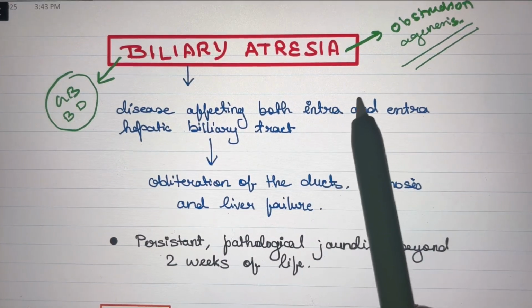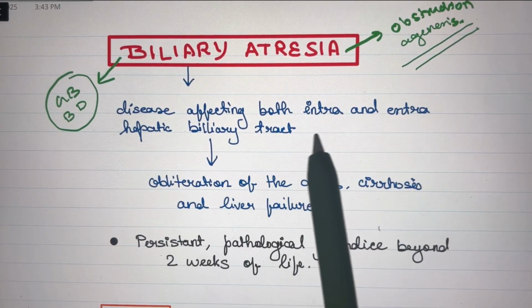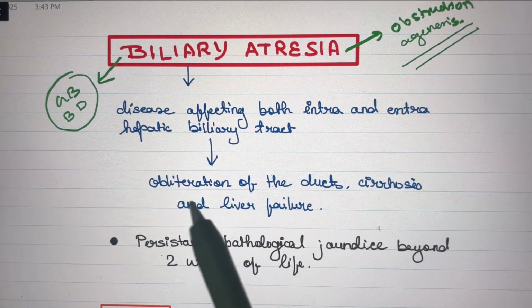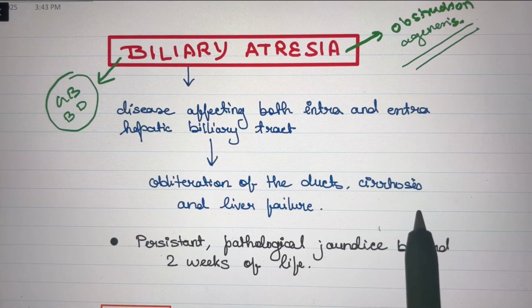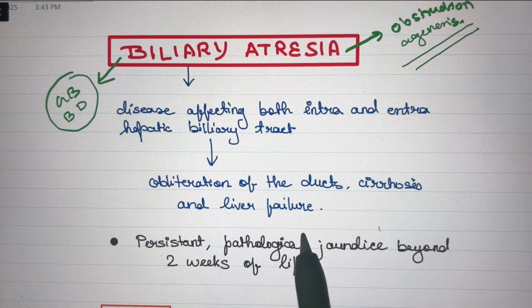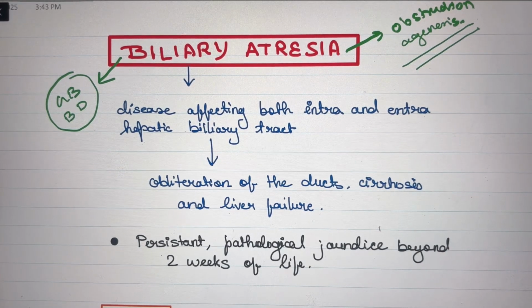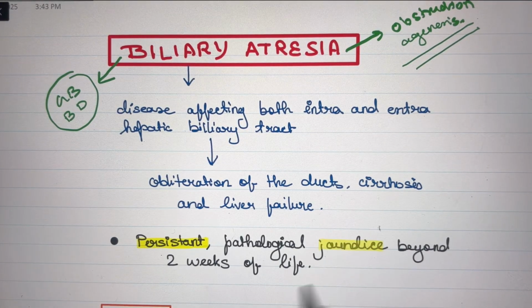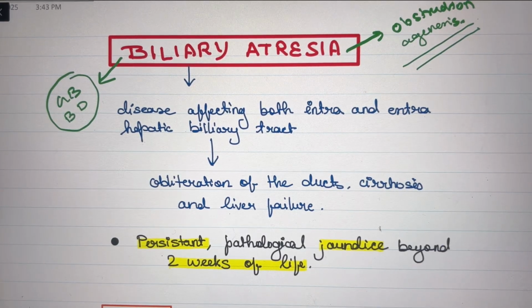Biliary atresia is a disease affecting both the intra- and extrahepatic biliary tree. Obstruction of the bile duct, cirrhosis, and liver failure occur because of biliary atresia. There might be physiological jaundice present in the neonate, but it gets resolved within 1 to 2 weeks. If there is persistent pathological jaundice beyond 2 weeks of life, then we have to suspect biliary atresia.